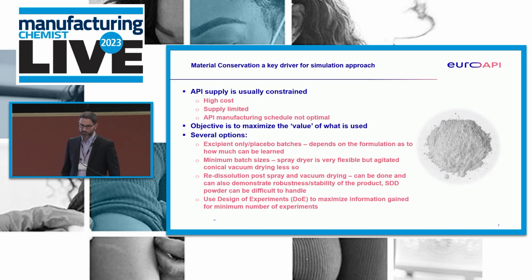So, there are options outside of the digital space. So, we can look at things like excipient only or placebo batches. That can be useful, but it depends on the formulation as to how much you can learn from that. You can look at smaller batch sizes or shorter runs. The spray dryer itself can be quite flexible, but if you have secondary drying involved, that can be less flexible depending on the size of that unit.